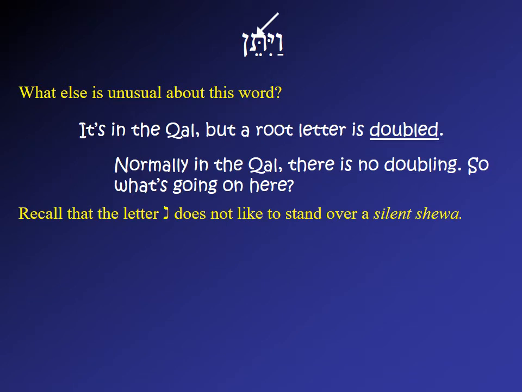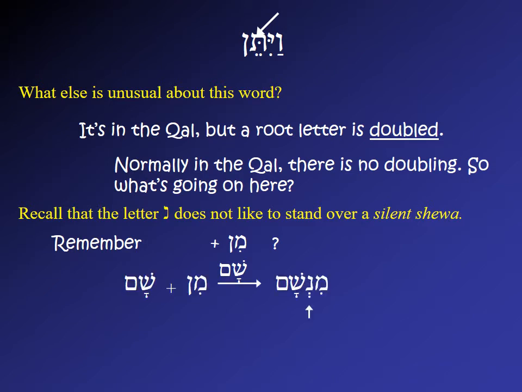The trick here is to recall that the letter nun does not like to stand over a silent shva. So you remember our example that min plus sham becomes min sham, and then that our nun assimilates into the shin as a dagesh. So min sham becomes misham with a double shin.